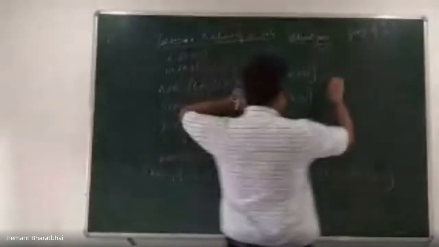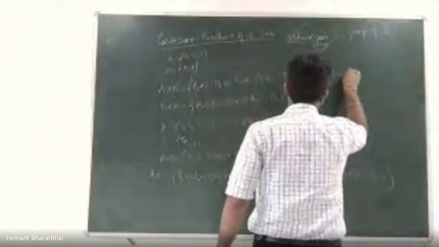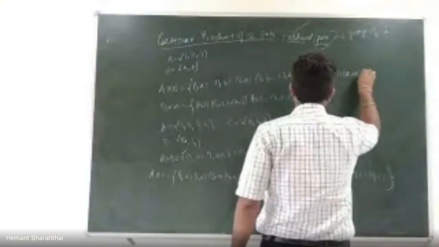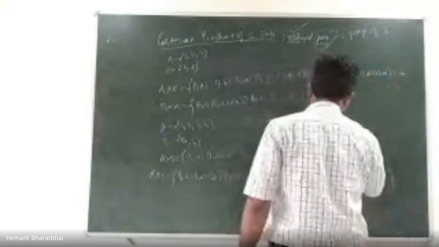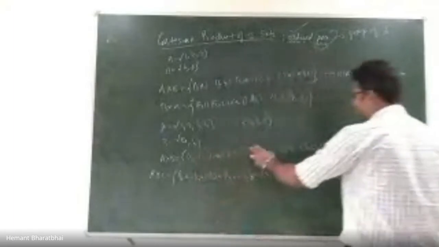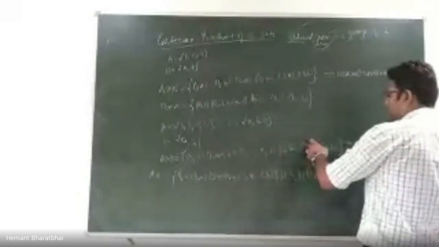Now let's count the number of elements. So here I have 6. The number of elements in A cross B equals the number of elements in B cross A. If I see in this case the number of elements in A cross B, these are how much? 1, 2, 3, 4, 5, 6, 7, and 8.